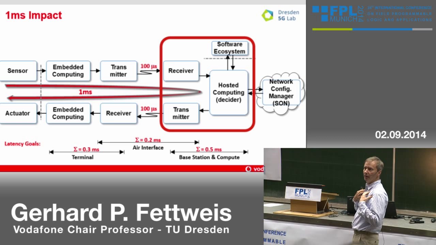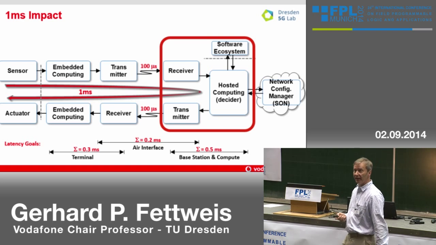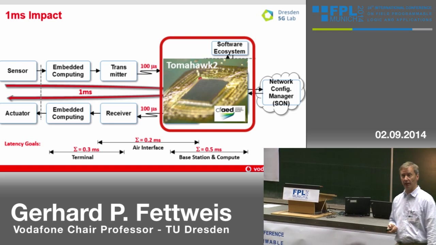I live in Dresden. The nearest Google server farm is in Krakow. There's no way we can go the 300 kilometers to Krakow and back to have an application running in Dresden. So this has to be local. We need the mobile edge cloud, and actually we need to have that possibly even in one piece of silicon.